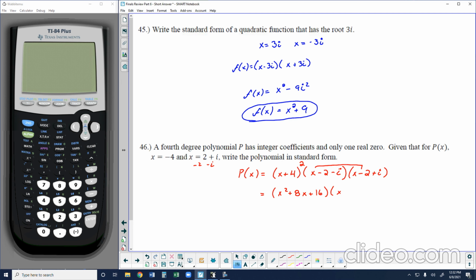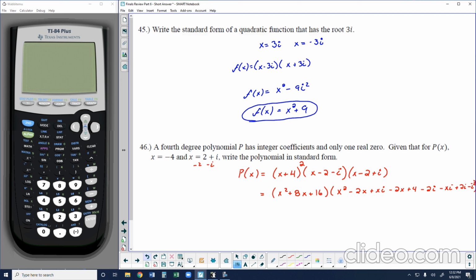X times x would be x squared. I won't show you all this, but I'll just talk it through. So distribute the x. X times x is x squared. X times -2 is -2x. X times i would be positive xi. Then distribute the -2, so I get a -2x, a positive 4, and then a minus 2i. Distributing the negative i, I would get a negative xi, a positive 2i, and then a negative i squared.